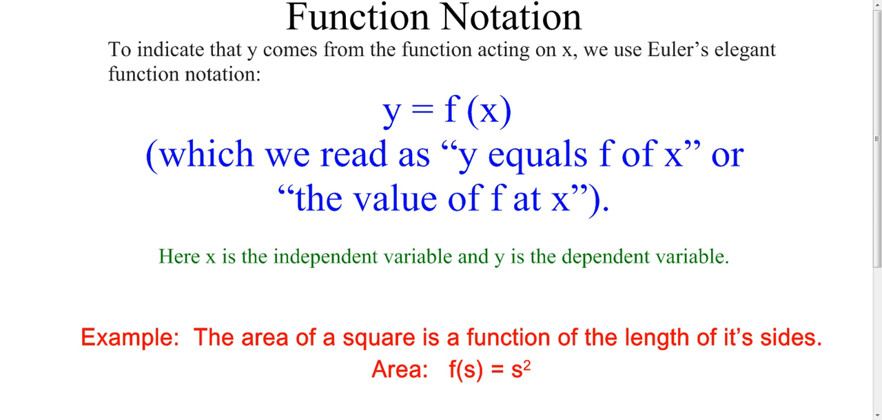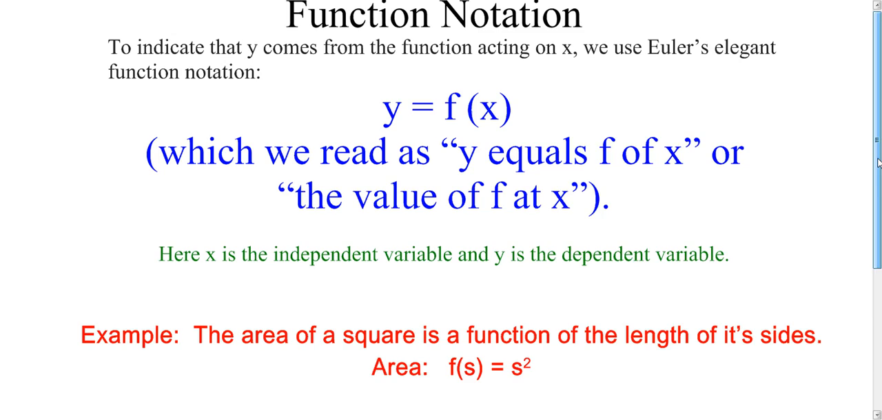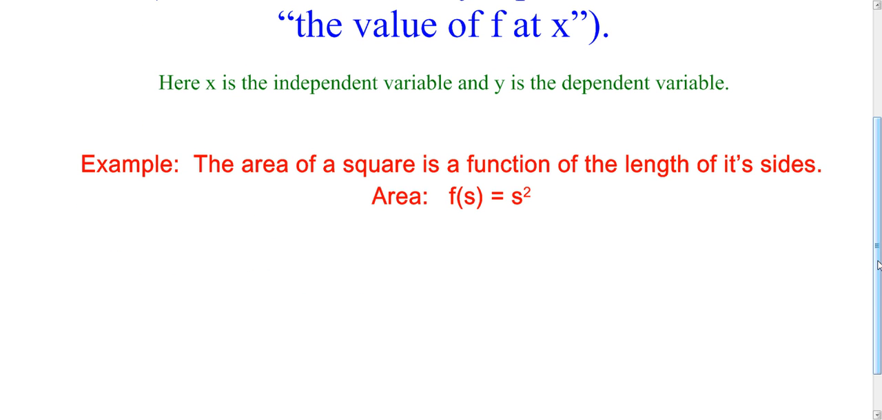So this is function notation. We read y equals f of x, or the value of f at x. X is the independent variable, y is the dependent variable. Okay, so here is an example of something that is in function notation. The area of a square is a function of the length of its sides. And so f of s equals s squared. This basically is the area.